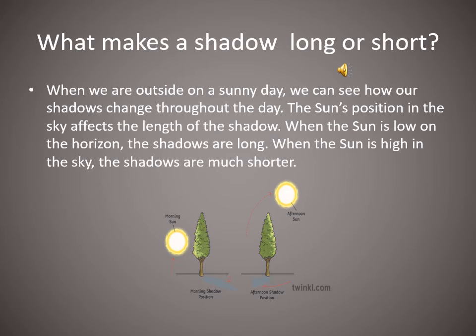What makes a shadow long or short? When we are outside on a sunny day, we can see how our shadows change throughout the day. The sun's position in the sky affects the length of the shadow. When the sun is low on the horizon, the shadows are long. When the sun is high in the sky, the shadows are much shorter.